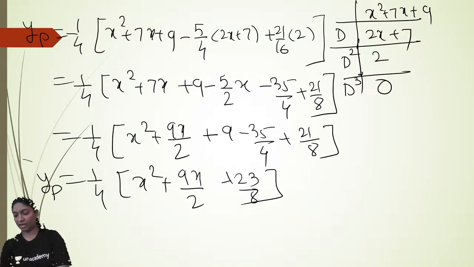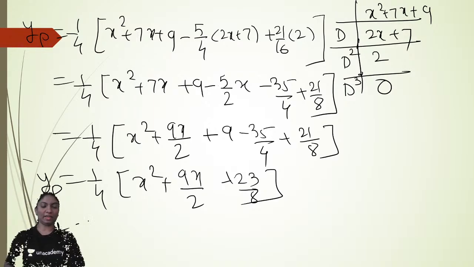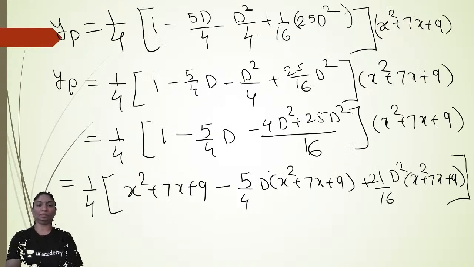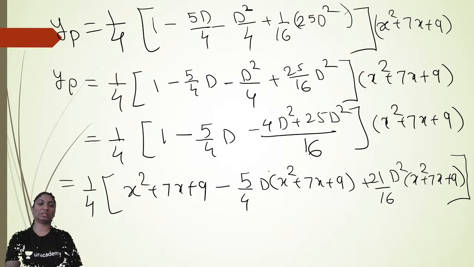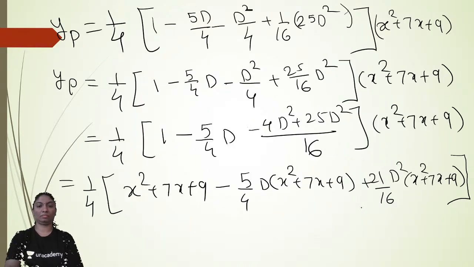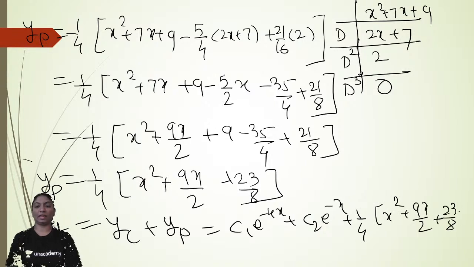Now what will be our y? Y is equal to yc plus yp. So our y is equal to yc plus yp. So yc is c1 e raised to minus 4x plus c2 e raised to minus x, plus 1 by 4 into x square plus 9x by 2 plus 23 by 8. Okay, so y is equal to this. So this is your final answer.